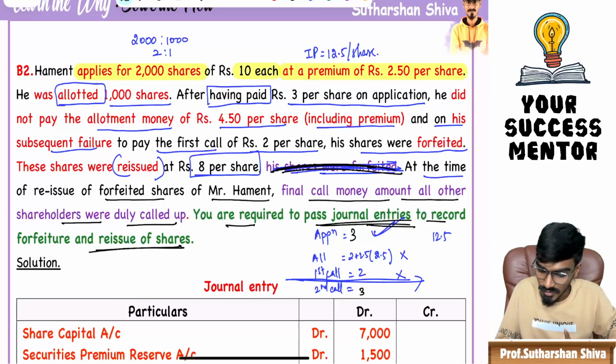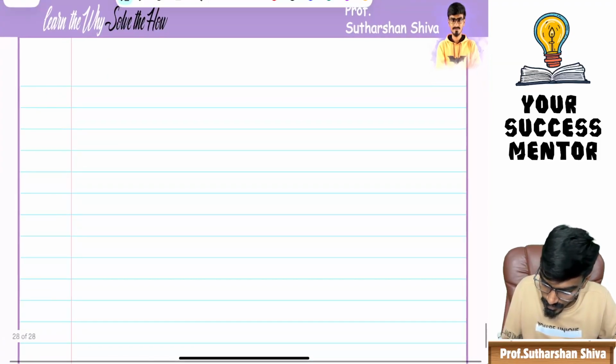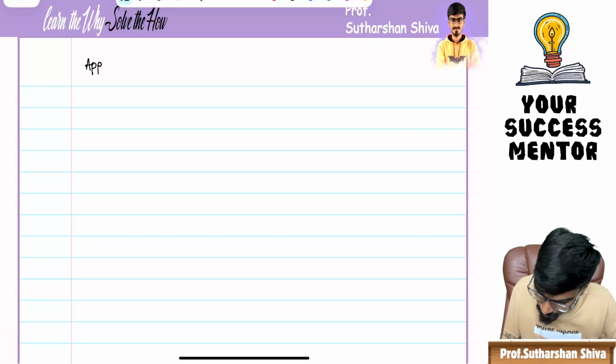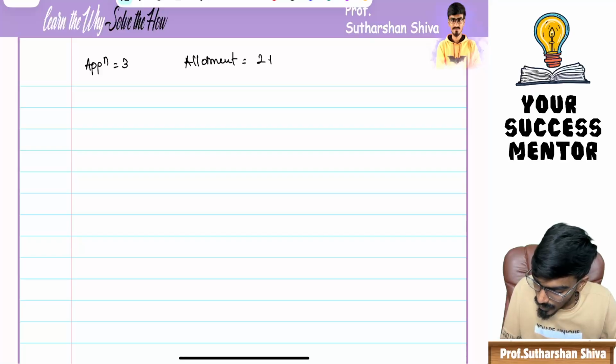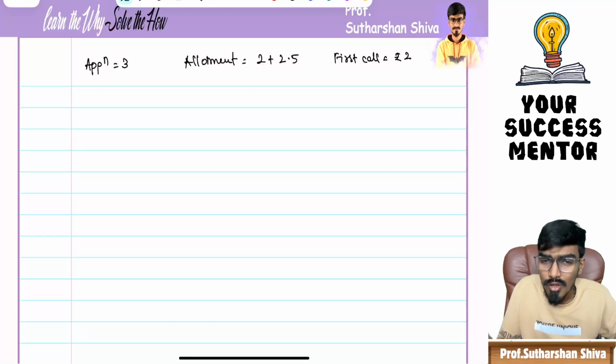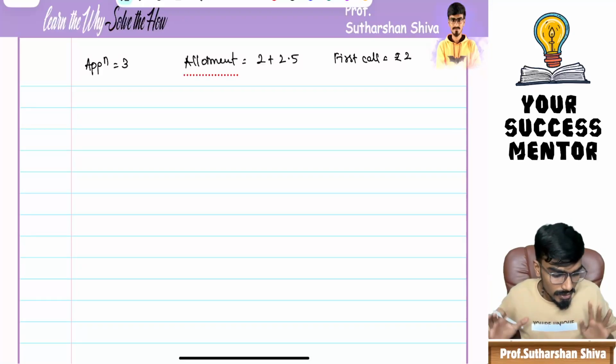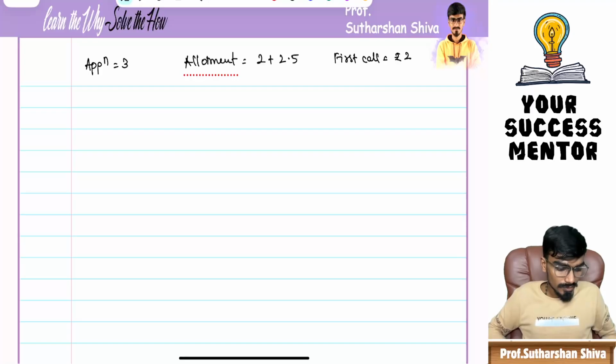2,000 shares he applied. What is the journal entry for application? Again I write, application money is 3 rupees, correct? Allotment money is going to be 2 plus 2.5, correct? First call money is going to be what? First call is 2 rupees. Final call will never come into the picture. Are you able to understand? Yes, sir.